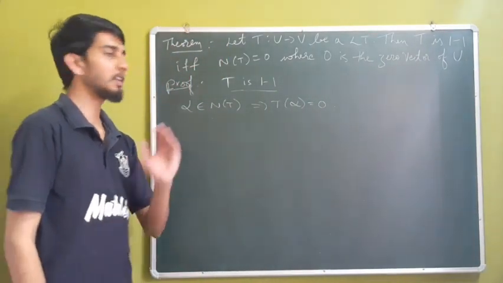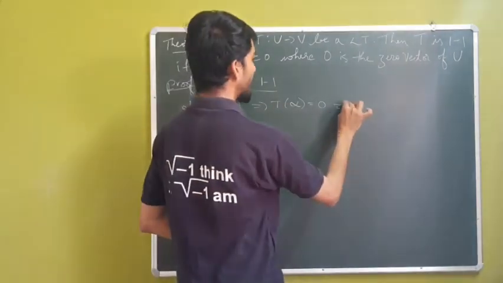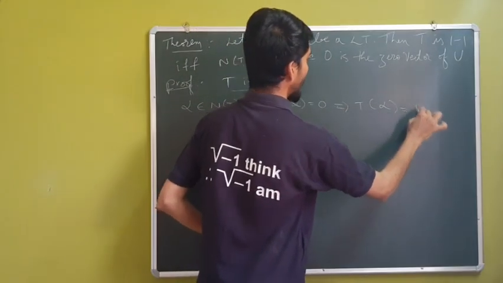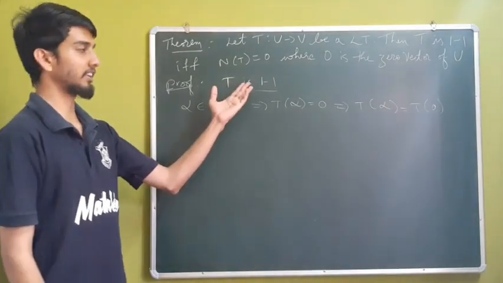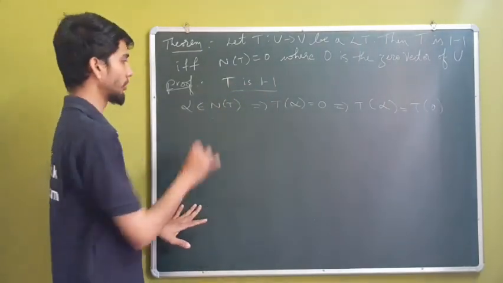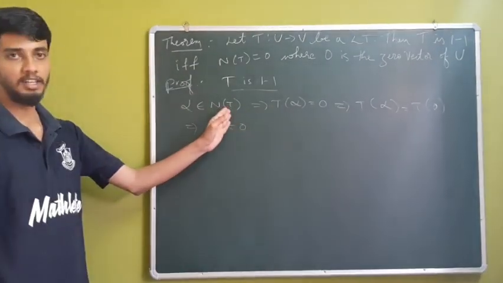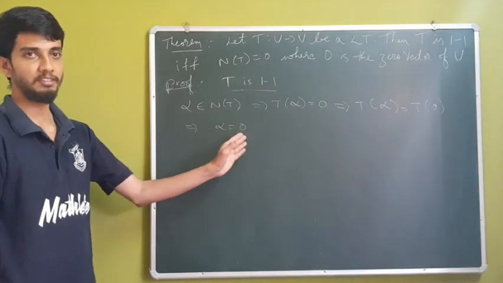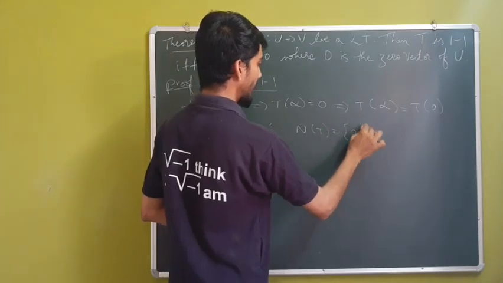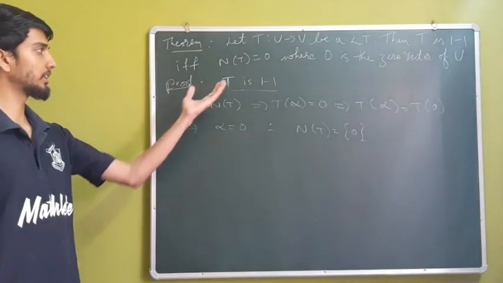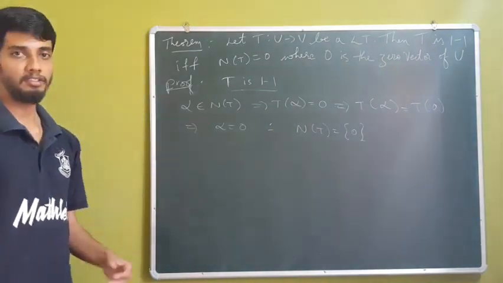And we know that 0 elements are mapped to 0 elements under linear transformation. So this implies T of alpha equal to T of 0. And what can you think next? Since our assumption is 1 to 1, T of alpha equal to T of 0 implies alpha equal to 0. I took alpha to be in n of T and I showed that alpha is 0. Therefore, I will conclude that n of T must be singleton {0}. So assuming that T is 1 to 1, I proved n of T is {0}. So the one way is proved now.